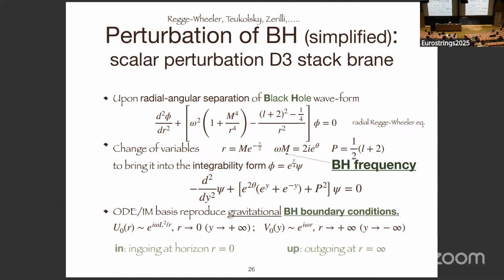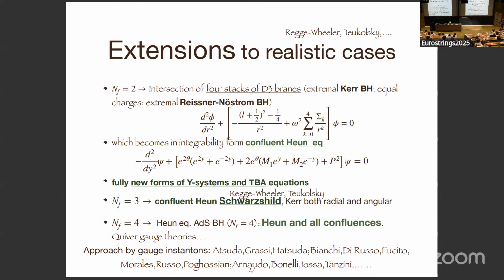The crucial point we observed is that the functions we use in integrability are exactly the ingoing function at the horizon and the outgoing function at infinity. So they are exactly those functions. Now, if you add flavors to the gauge theories, you go to more realistic black hole metrics. For those, we also have new Y systems and TBA equations.